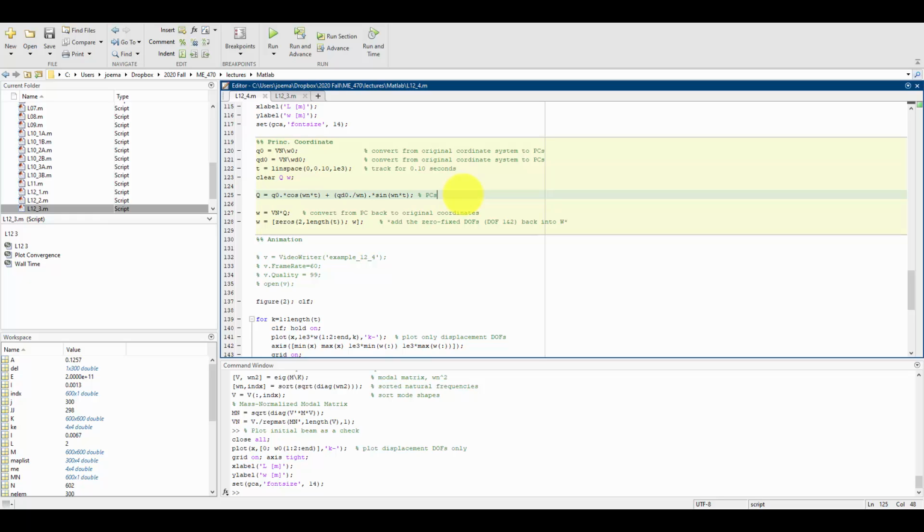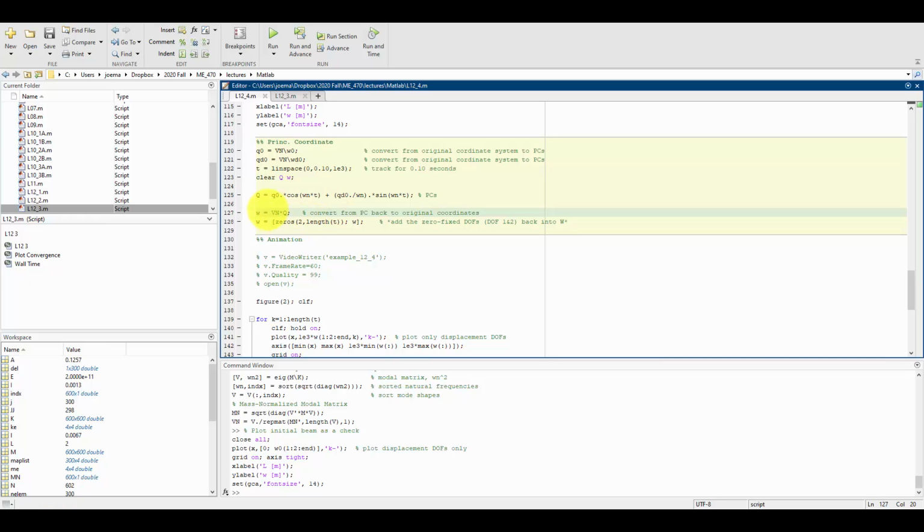Now I can solve for my Q's. The whole point of the principal coordinate analysis is I'm able to decouple all of my degrees of freedom when I'm in principal coordinates. So this is the same solution we've seen before. I can use all of my natural frequencies. I can use the initial Q naughts and the Q dot naughts to get my values of Q. And finally then, I am going to go from my Q, my principal coordinate system, back into my original, because I can take that Q and I can pre-multiply by my mass-normalized modal matrix.